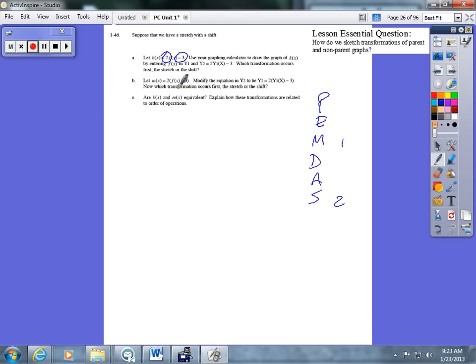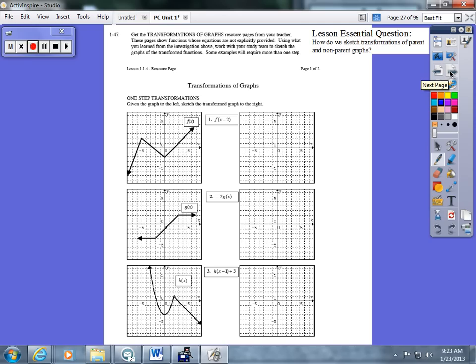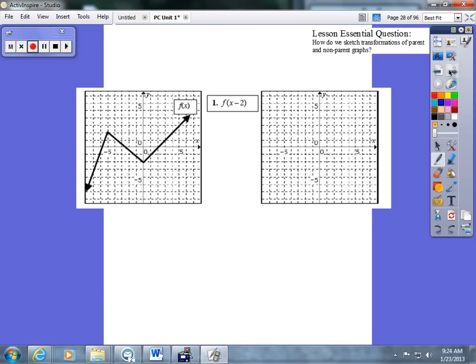Now here in part B, they modified that, they used parentheses. Well, obviously parentheses trump everything. So here, the down 3 will happen first, and then the stretch of 2. And you can use your calculator to verify that, but order of operations is what we're going to use. Okay, so resource page that you should already have. All right, and we're going to do some of these together, not all of them.